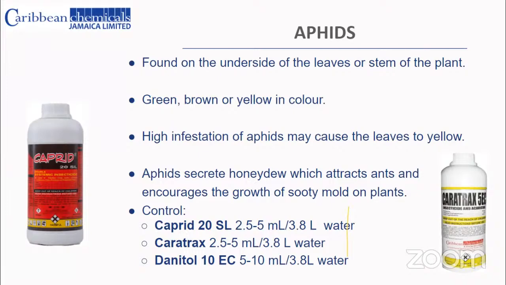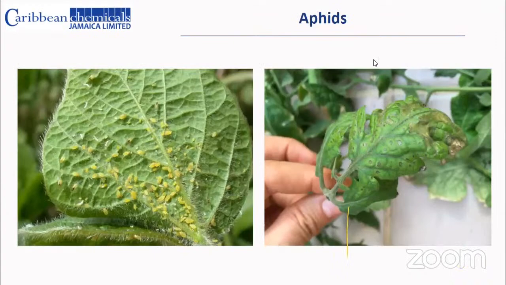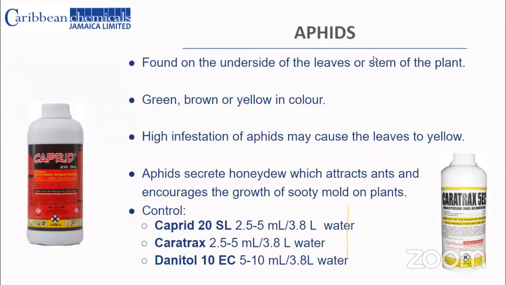So you oftentimes observe the sooty mold and the action of the ants before you even sometimes really observe that the aphids are there. You're seeing a lot of ants moving, and then when you flip the leaves, you actually see the aphids. And you may be tempted to try to control the ants when ants are not really affecting the plants. It is the aphids more so. We control these aphids with Caprid, Caratrax, and Danitol. And these are very effective chemistries, and they are used at a very low rate, 2.5 to 5 milliliters, that is a half to 1 teaspoon per gallon of water.